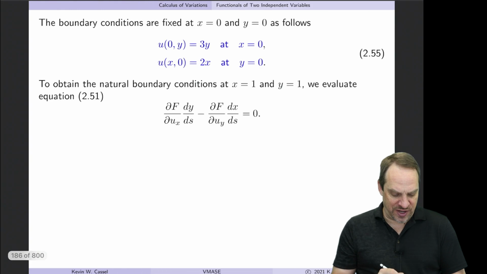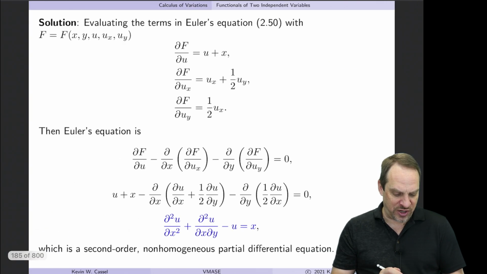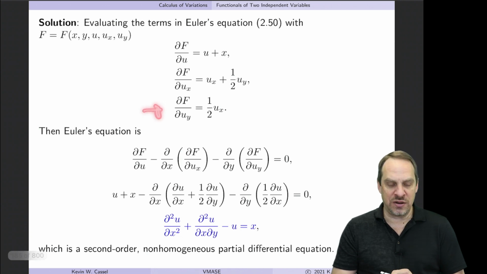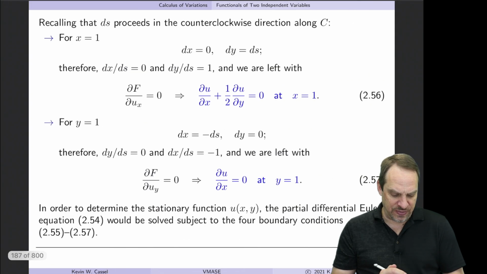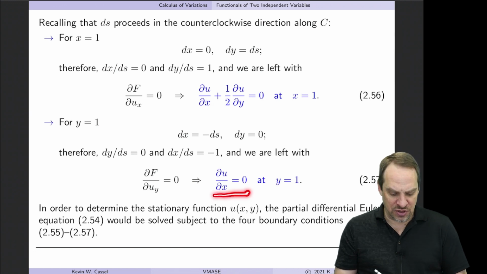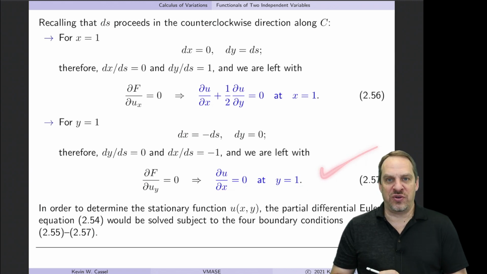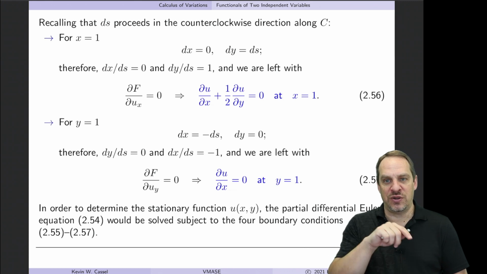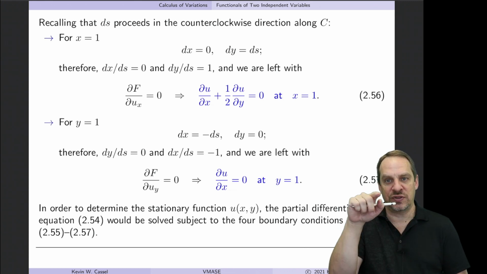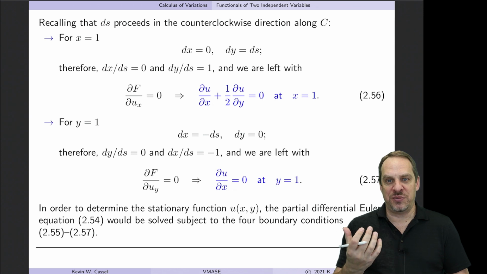So again, we go back and evaluate our natural boundary condition. dx ds is equal to minus 1, and dy ds vanishes. So we need partial f partial u sub y. Once again, we evaluated that back here. That's a half u sub x. So we have partial u partial x has to be equal to 0 along the top boundary, y is equal to 1. So again, we have our natural boundary condition now along the top. We have the two Dirichlet or fixed boundary conditions, and then we have the two natural boundary conditions as well.